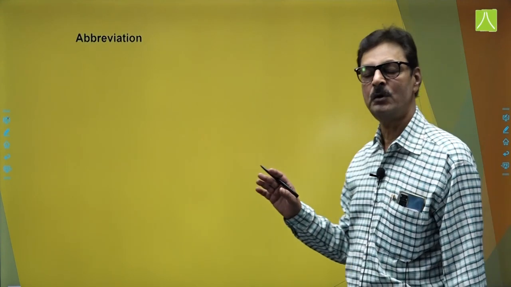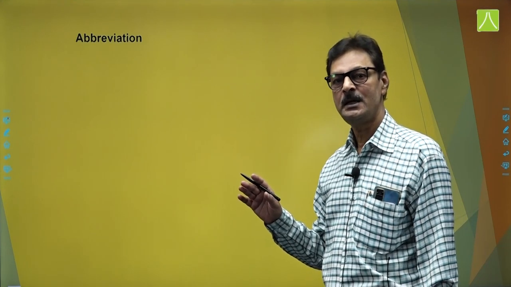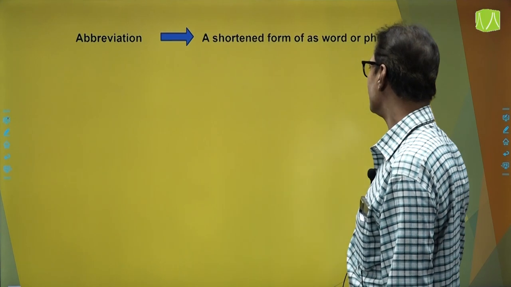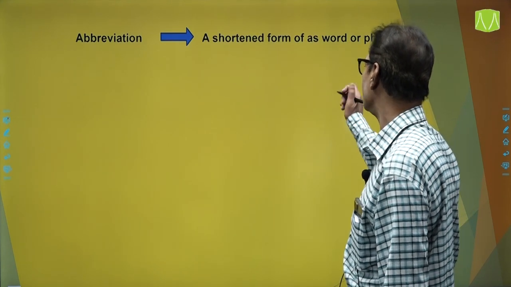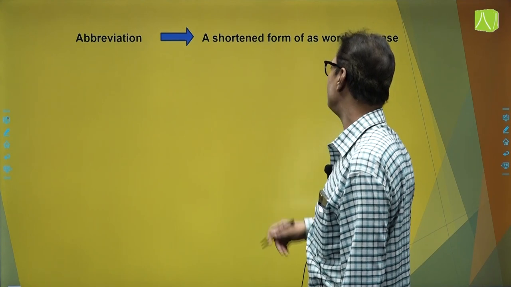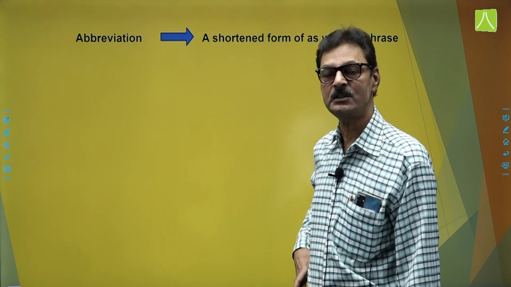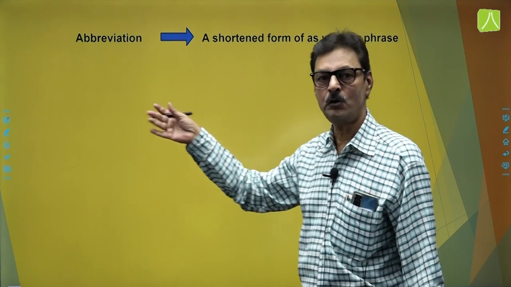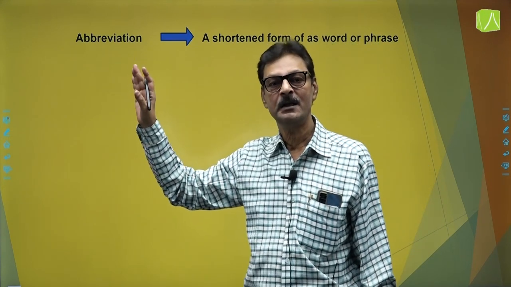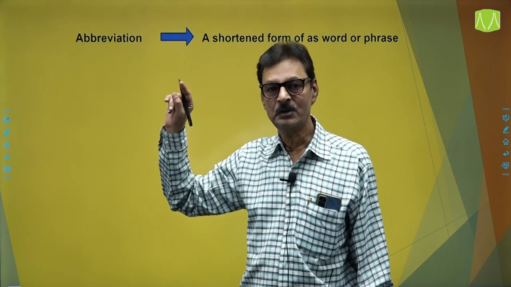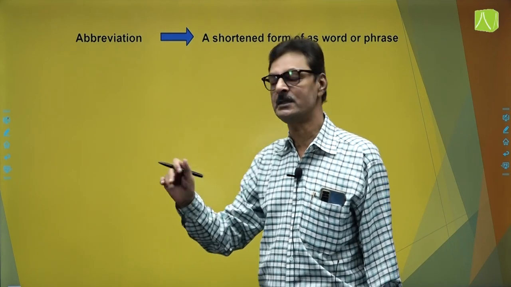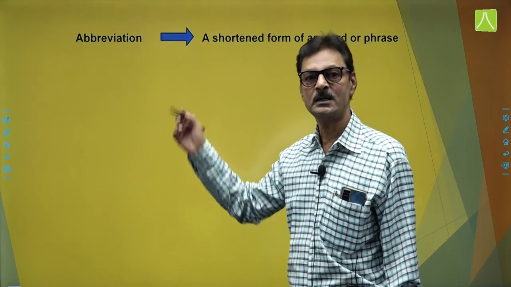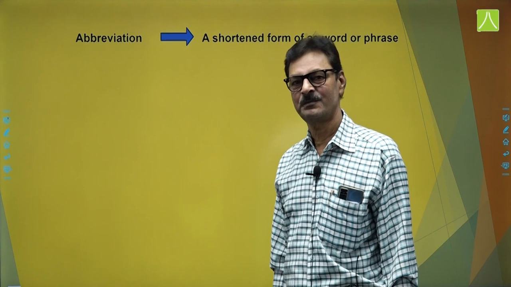What is the meaning of this word abbreviation? Yes, abbreviation ka matlab kya hota hai? Abbreviation is a shortened form of a word or a phrase. A shortened form of a word or a phrase is called abbreviation. So this will be given to you in the exam. From the four options, you have to identify which is the word which will substitute the given phrase. So, agar aapko poochte hain a shortened form of a word or phrase, no doubt the answer will be abbreviation.